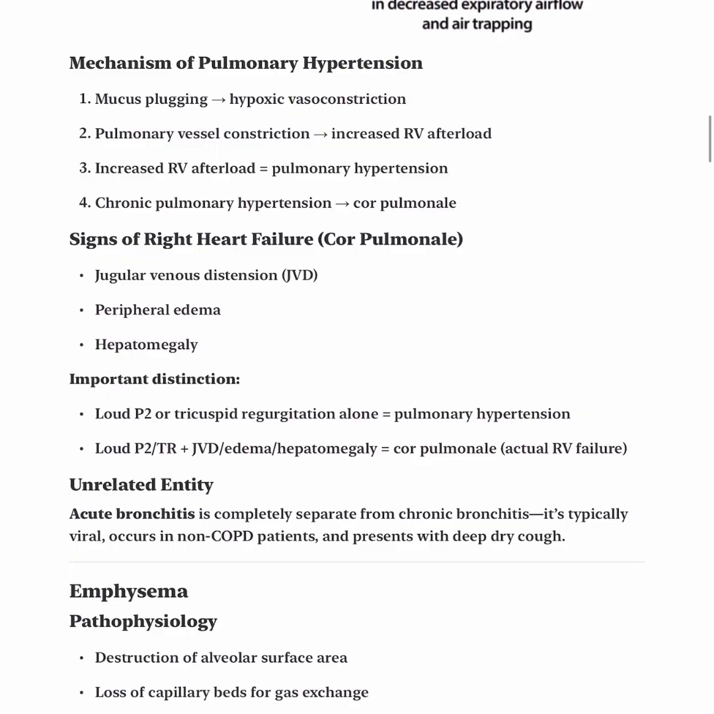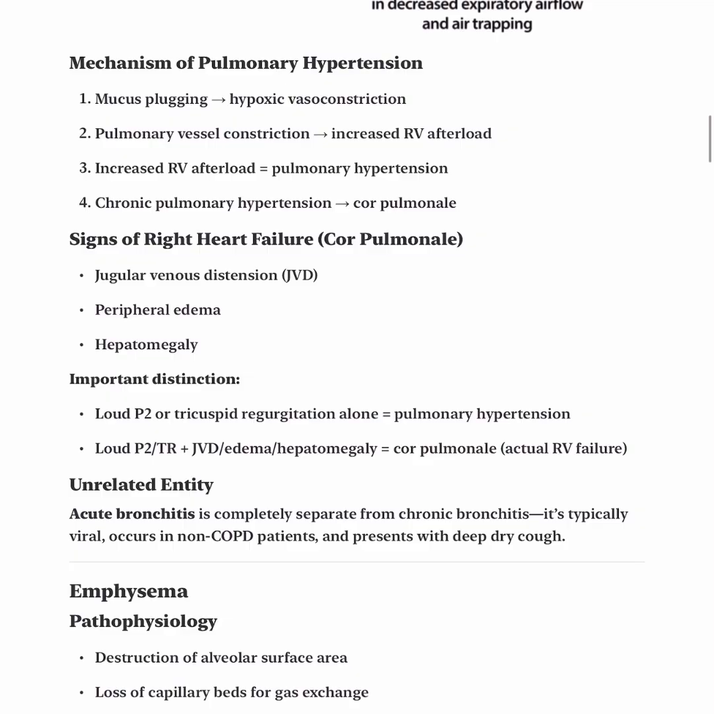So the loud P2 or tricuspid regurg alone is not cor pulmonale because that's just pulmonary hypertension. If you have the combo of the P2 / tricuspid regurg with jugular venous distension / edema / hepatomegaly, okay, now we're talking about cor pulmonale.